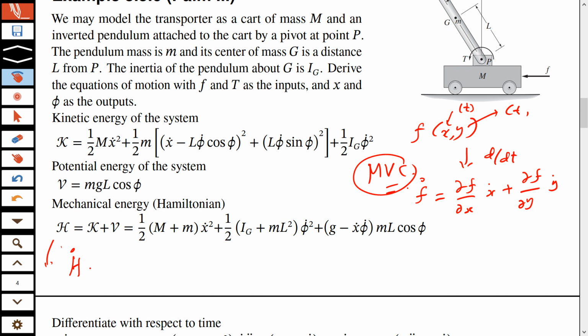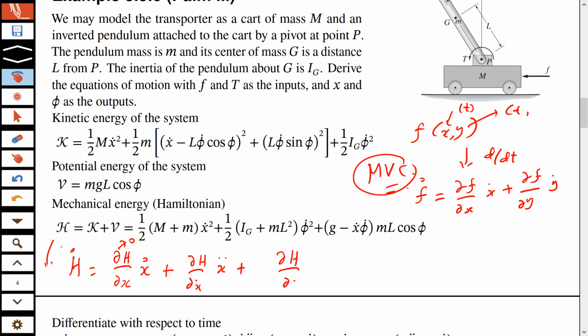H dot will be the partial derivative of h with respect to x and then x dot, which in this case is 0 because we don't have any dependence on x. Then the partial derivative with respect to x dot, and then the derivative of x dot, which is x double dot.